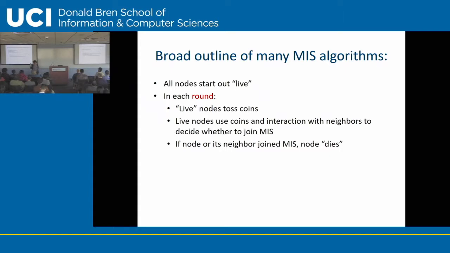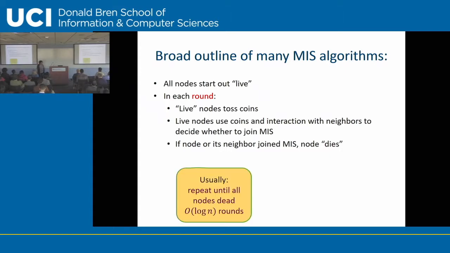Is that clear? The usual thing that they would do is they would do this for enough rounds so that everybody's dead. That's the usual distributed algorithm: everybody runs this type of round until everybody's dead. And by dead we mean we're either in the maximal independent set or we're not, but we know.